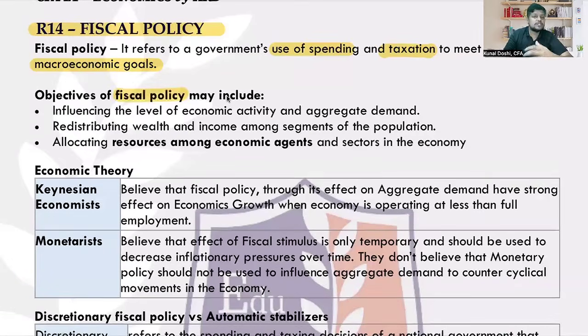Now, of course, the objective is to increase the aggregate demand, or basically the GDP. So influencing the economic activity or aggregate demand. Whenever I say aggregate demand, it means the GDP. Okay. So influencing the GDP is the primary goal, but one unique thing which separates fiscal policy from monetary policy, by the way, the first point that I discussed, increasing economic activity, is also the goal of monetary policy. But fiscal policy has one unique thing, that is redistributing wealth and income among different segments of the population.